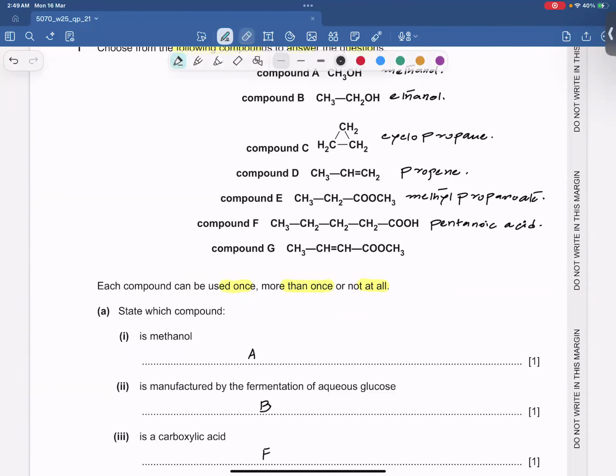F and G. Let's check. Compound F has 5 carbon atoms. 1, 2, 3, 4, 5. How many hydrogen atoms? 3 plus 2, 5. 5 plus 2, 7. 7 plus 2, 9. Plus 1, 10. 10 hydrogen atoms and 2 oxygen atoms. And this one is 1, 2, 3, 4, 5 carbon atoms. And then 3 plus 1, 4. 4 plus 1, 5. 5 plus 3, 8. No, it's not going to be.